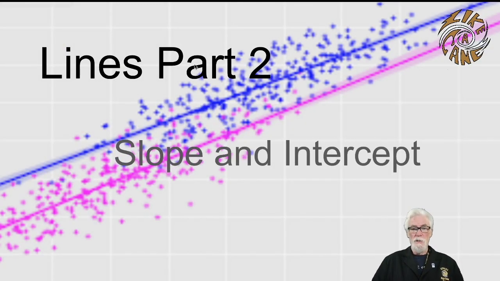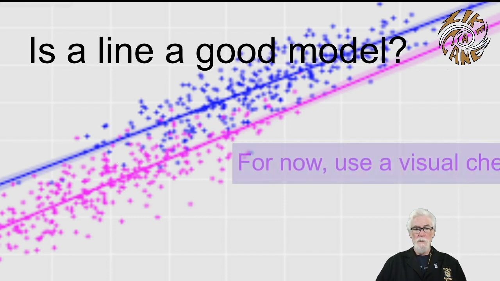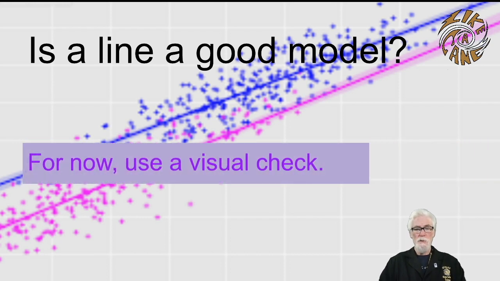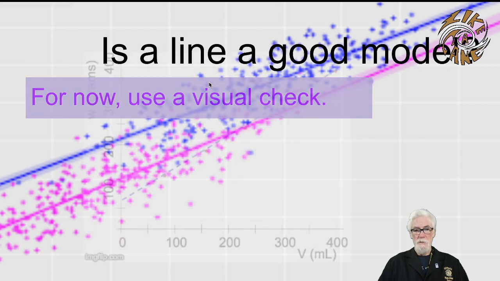To understand this line, you really need to understand two ideas called slope and intercept, and that's a lot of what this video is going to be about. The first thing you want to ask yourself before you can create a model that's a line is: is a line a good model? Later on, we're going to have some better tools for making this judgment, but for now, we can just use a visual check.